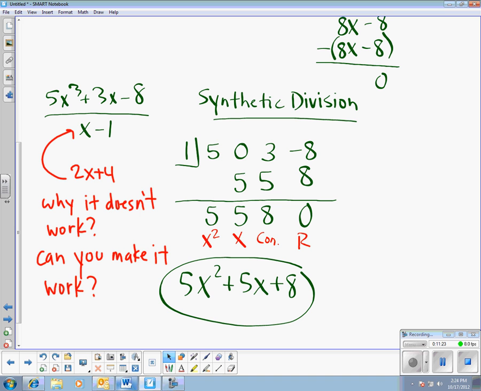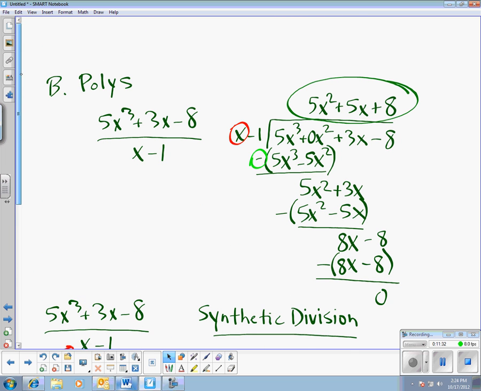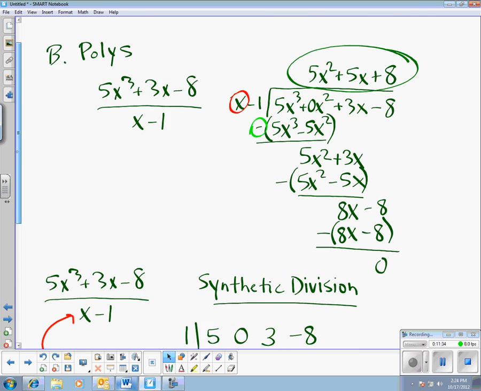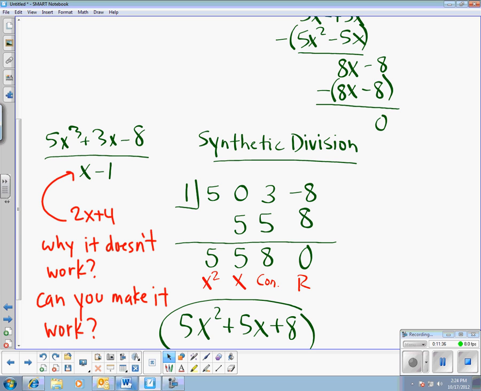As of right now, if you have a 1x plus or minus a number, use synthetic. You don't have to. You never have to do this. You can just go long division if you're more comfortable doing it this way, but synthetic is an option. Okay, so that's this section. 7.5 is about long division.